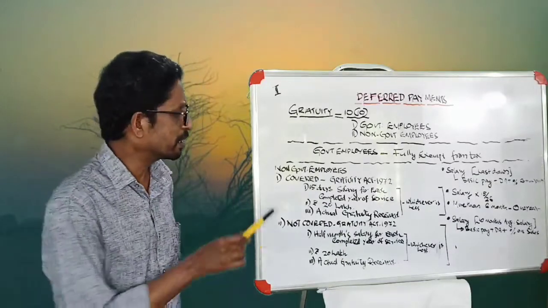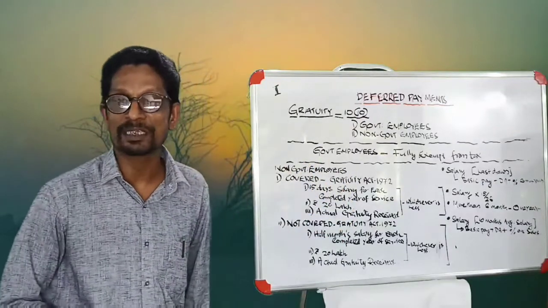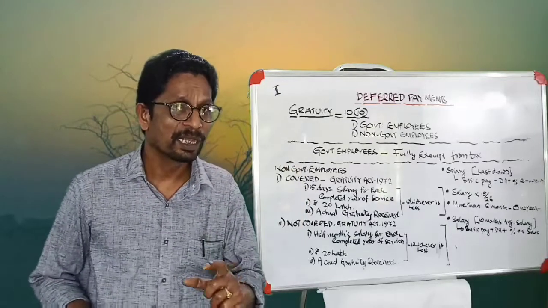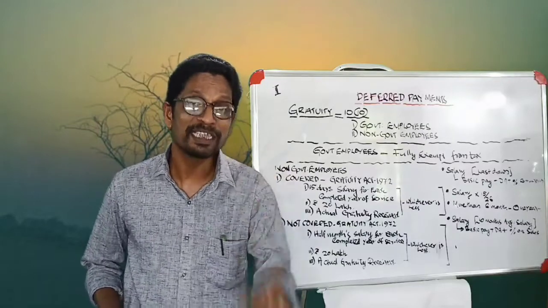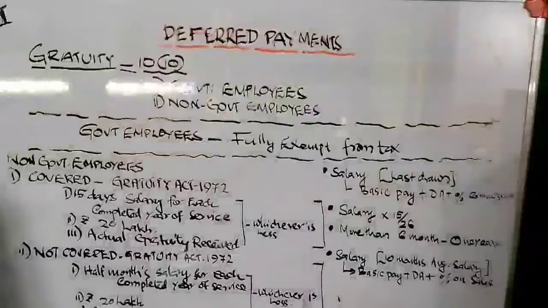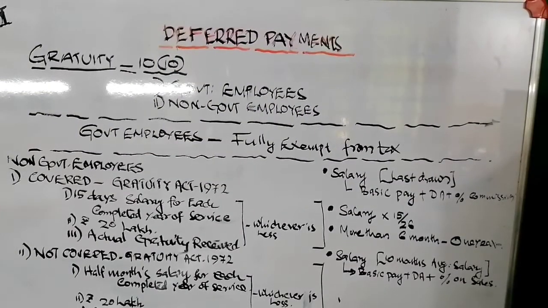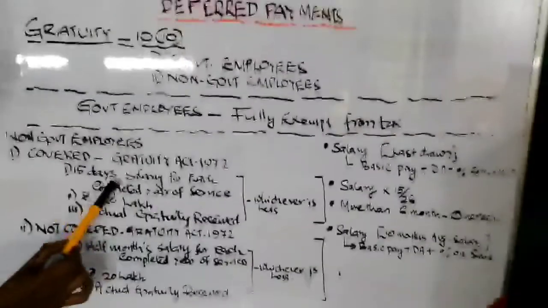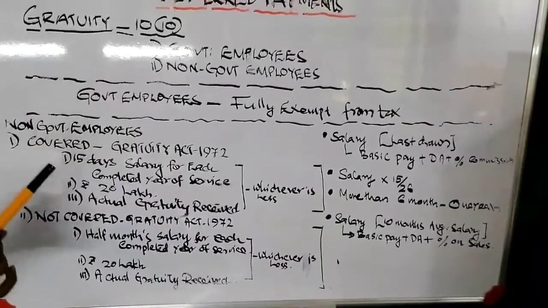First of all, we are discussing the employees who are covered by the Payment of Gratuity Act 1972. In this case, the Act mentions three important figures. Out of these, the least figure will be exempted from tax. First, 15 days salary for each completed year of service. Second, rupees 20 lakh. And third, the actual gratuity received.